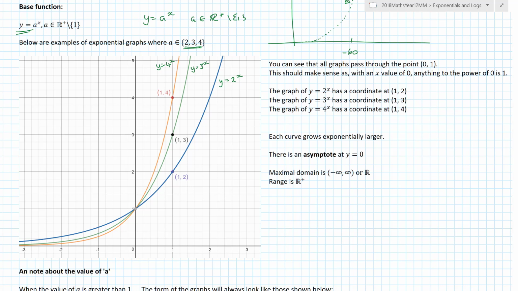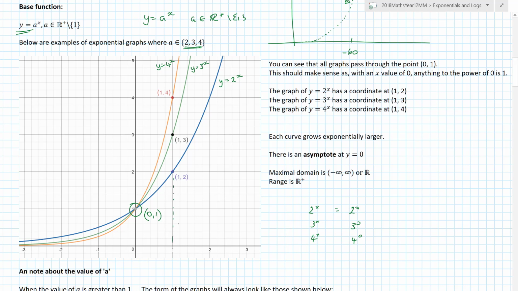All of them go through the coordinate position (0, 1). Now why would that be true? Well, when x equals 0, you get 2 to the 0, 3 to the 0, and 4 to the 0, and as I'm sure everyone in here knows, anything to the power of 0 is in fact 1. Then we get this coordinate here.